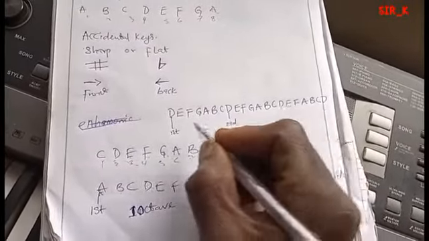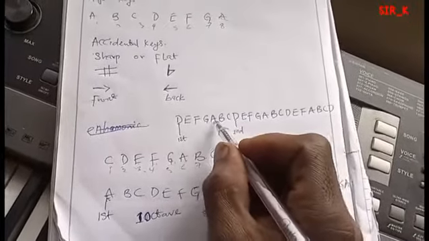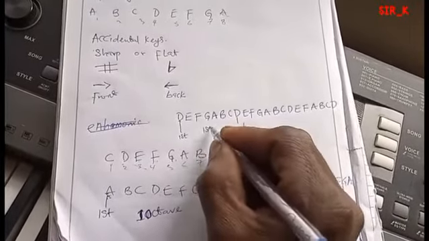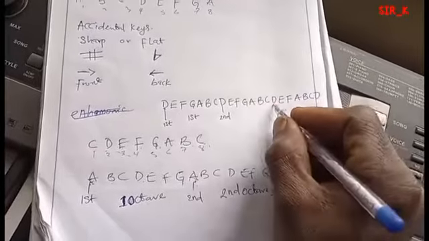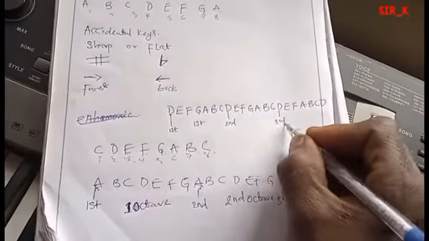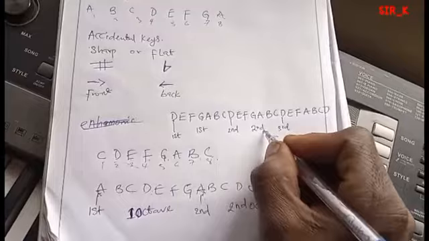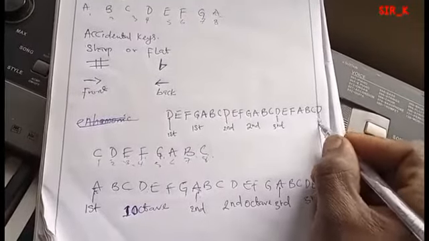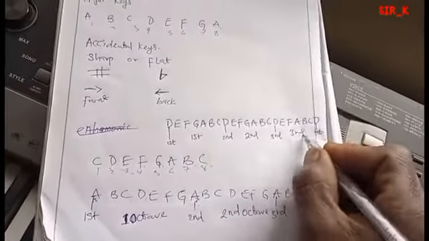So now you see that from this D, which is the first D, to this second one, when you count 1, 2, 3, 4, 5, 6, 7, 8, this is the first octave. Then from this D to this D again, which is the third, is the second octave. Then from this D to this one is the third octave.